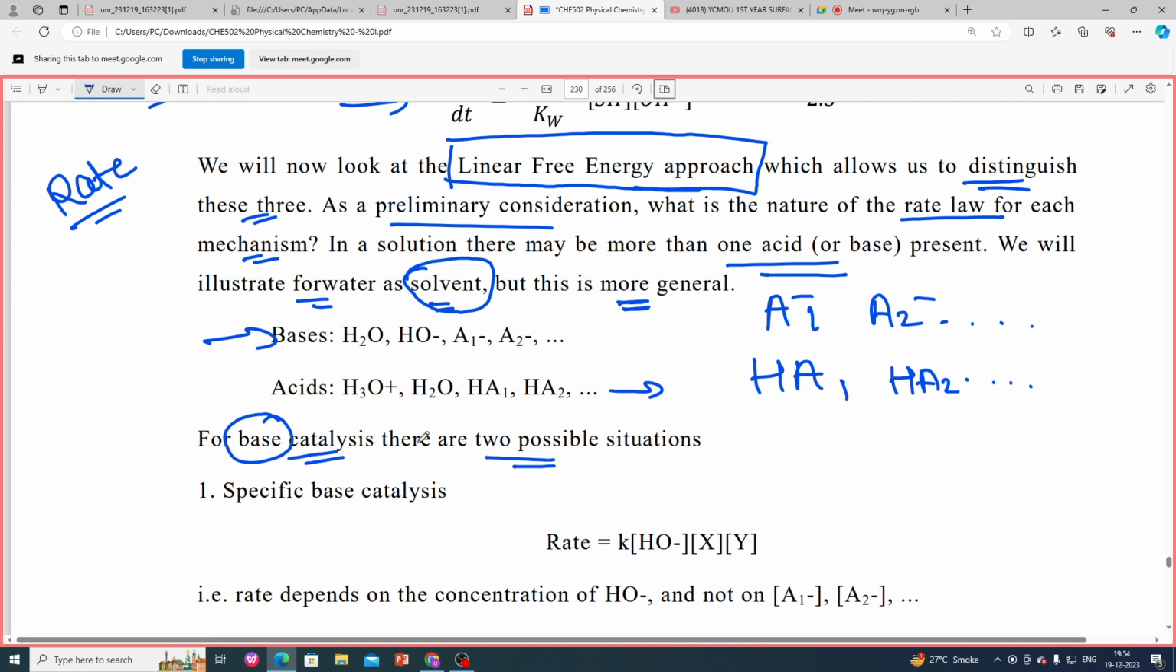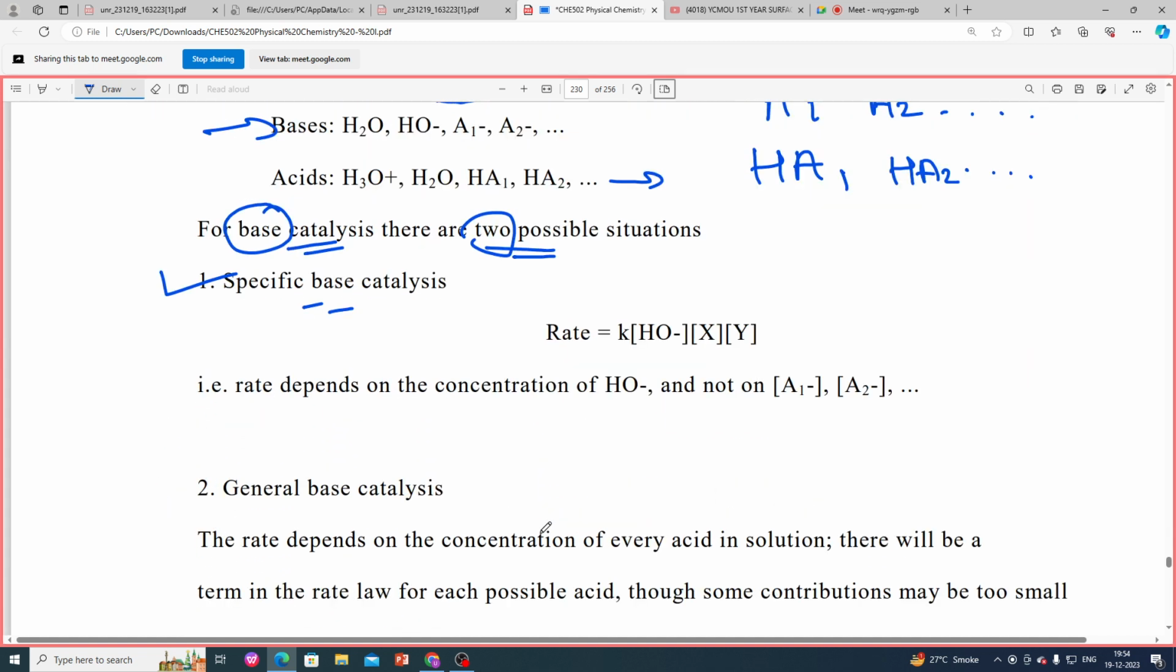Okay, for base catalysis there are two possible situations. If you are considering base catalysis, then the two possible situations are given here. So one is a specific base catalysis. Okay, स्पेसिफिक बेस कैटालिसिस में रेट, rate which is equal to k, that is the rate constant, concentration of OH minus, concentration of X and concentration of Y.